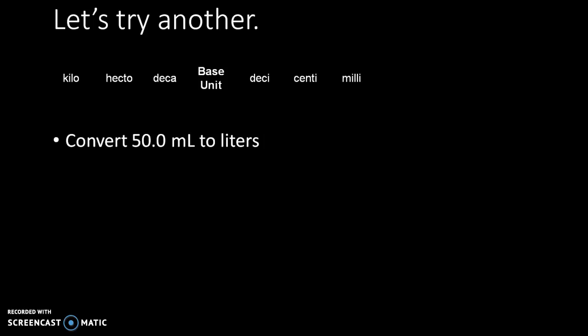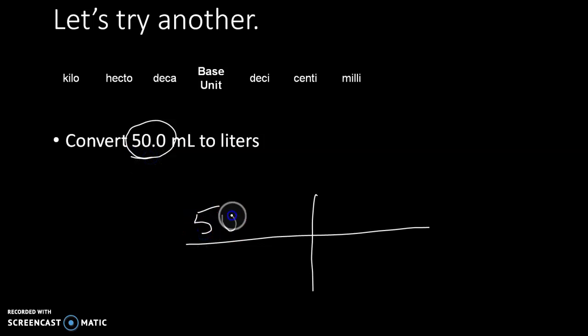All right, let's try another example. First thing we want to do is draw our lines. And next, we are going to write down the given in the upper left box. So 50 milliliters. The next step is to write that same unit diagonally toward the bottom, and then the unit that we are going to work towards, which is liters. That goes right above the milliliters.